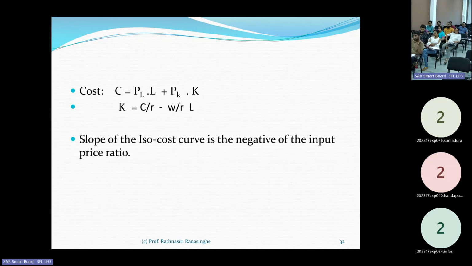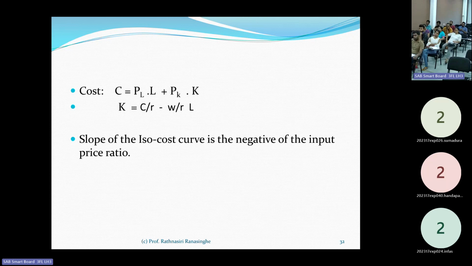So that means C/R minus W/R times L. See how we get that. You can express it in terms of labor also, like this, so then it becomes C/W minus R/W times K. Here it is explained in terms of capital.